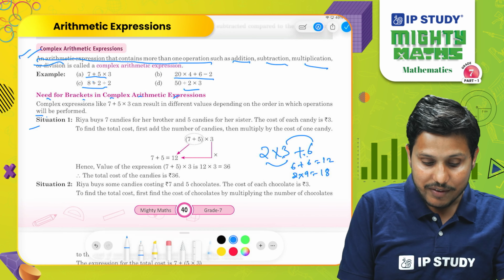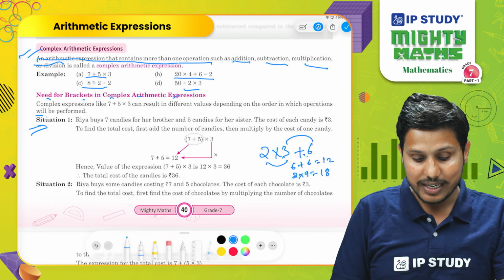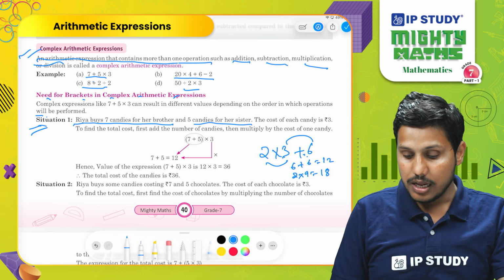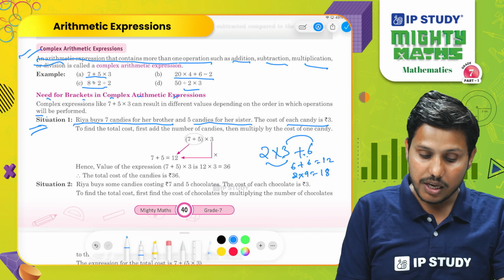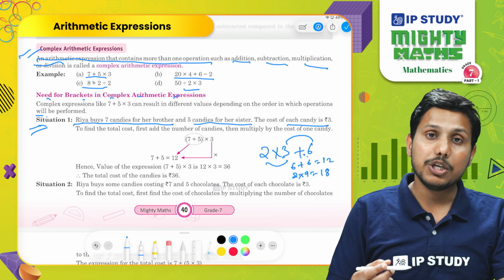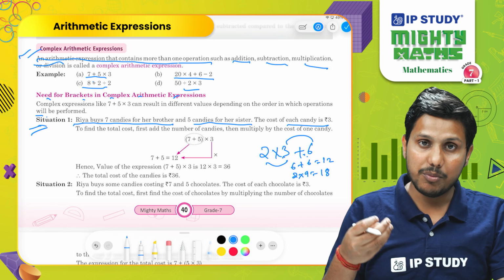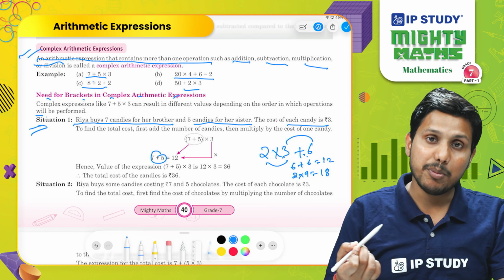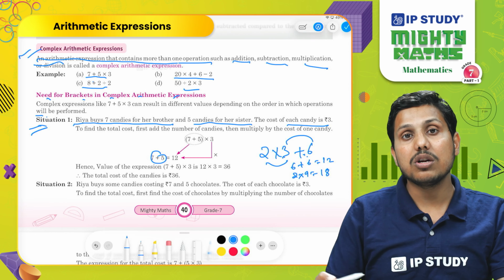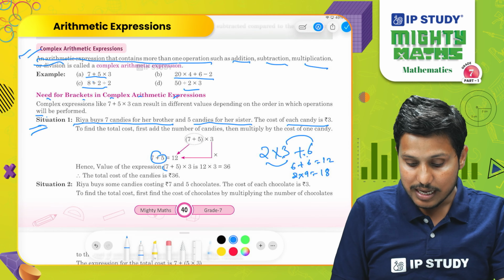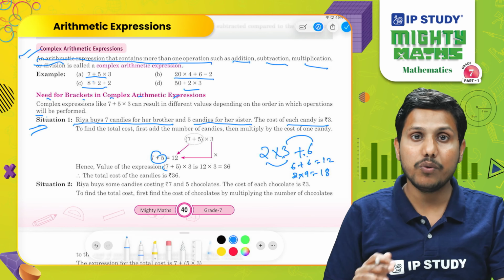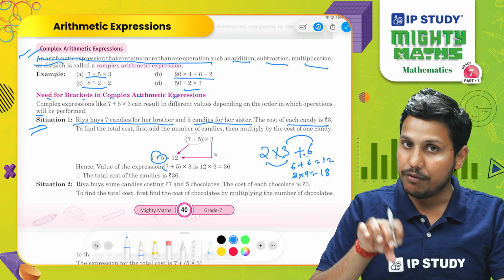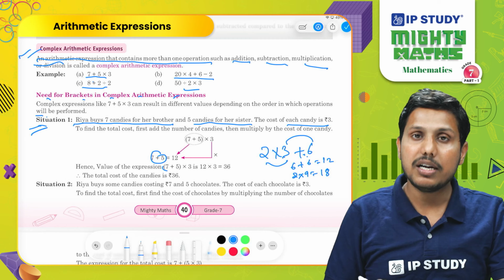Like we have a situation where situation 1 says, Riya buys 7 candies for her brother and 5 candies for her sister. The cost of each candy is rupees 3. Now, in order to find out the total amount that will be used to buy those candies, we'll add the total number of candies that would be bought and then we'll multiply with the cost of one candy. So it will be written like this: 7 plus 5 multiplied by 3. So here we have to apply the bracket in the addition part first, and then it will be solved first and then later on 3 will be multiplied to it.